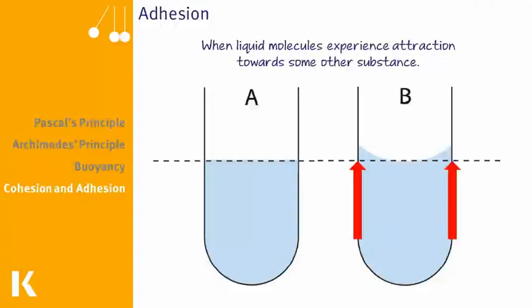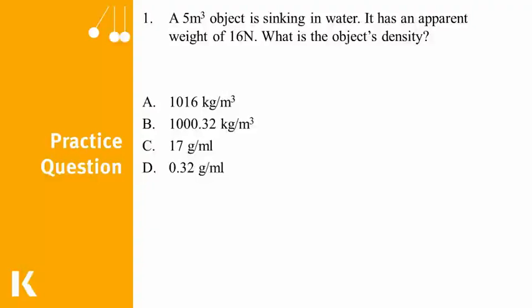tube. Now it's time to apply the concepts from this video to a set of MCAT-style problems. This first question, the one from the beginning of the video, is an opportunity to apply your understanding of buoyancy and Archimedes' Principle, keeping in mind that apparent weight is the net downward force on an object in a liquid.